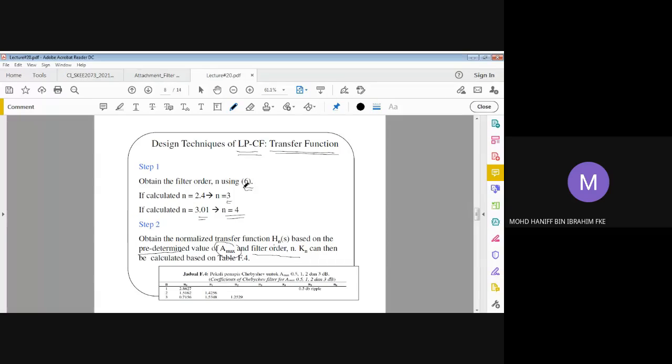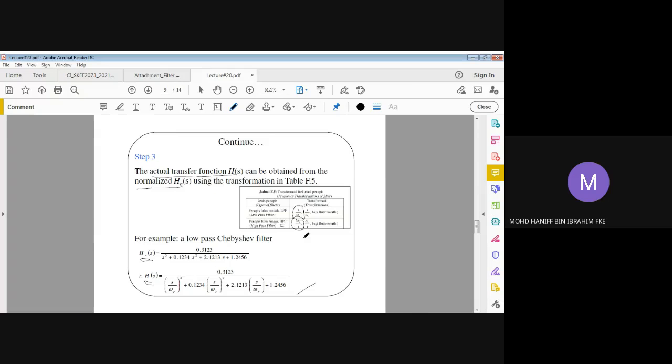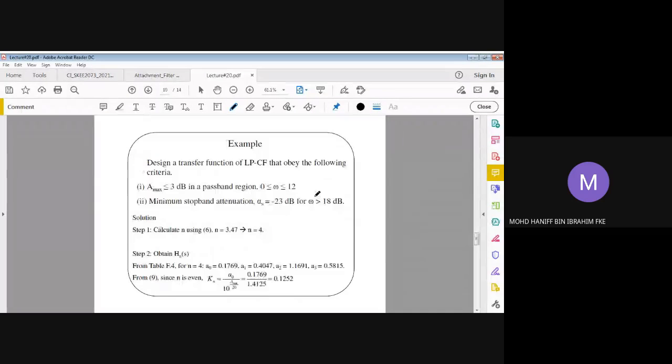Number one, calculating the order based on equation 6. Number two, obtain the normalized transfer function, in which you need to obtain the n, then only you can find the K_n. And finally, you need to find the actual transfer function based on the transformation in table F5. That should be the three steps in Chebyshev filter design of a transfer function. Right, hopefully you understand these design techniques of Chebyshev filters. Okay, let's have a look at this example.